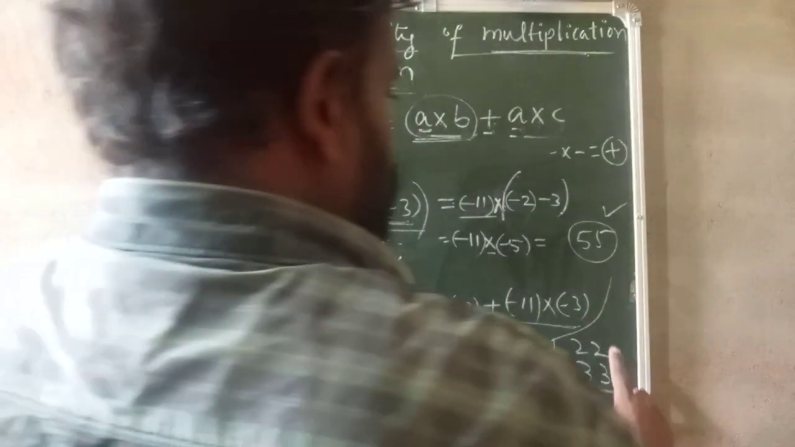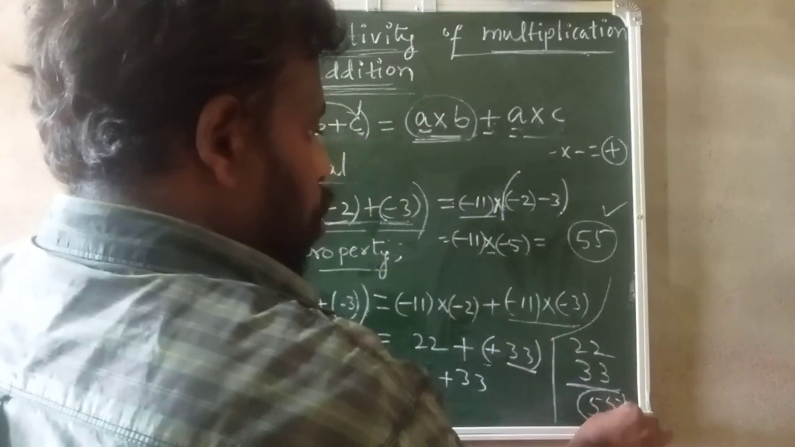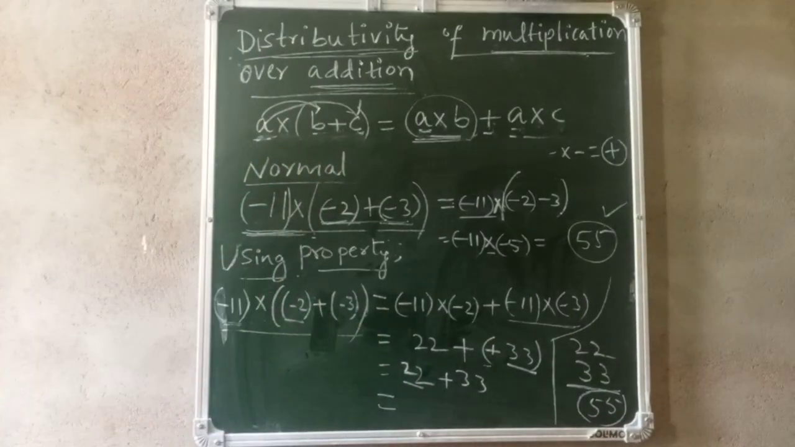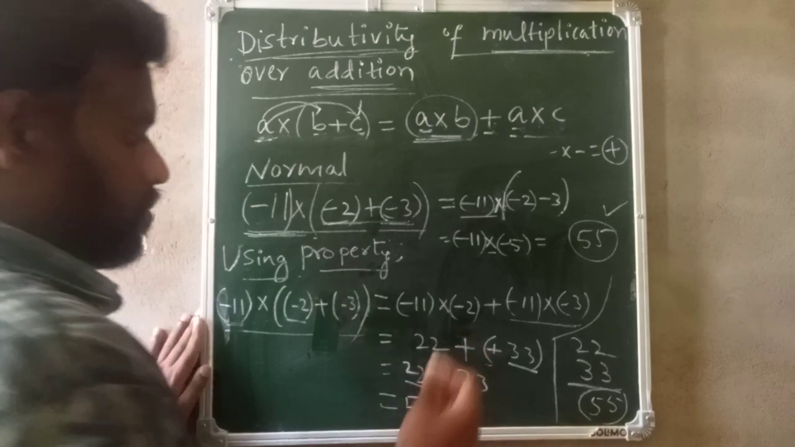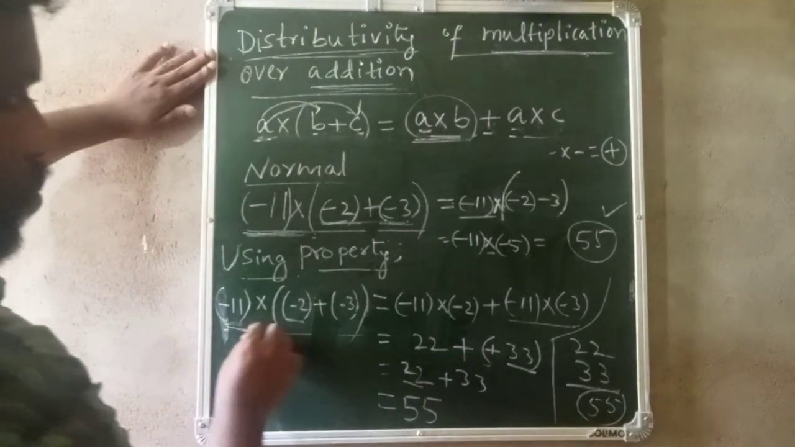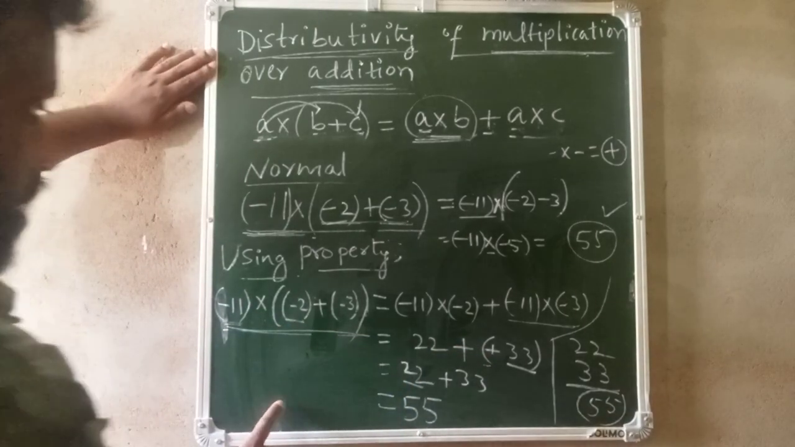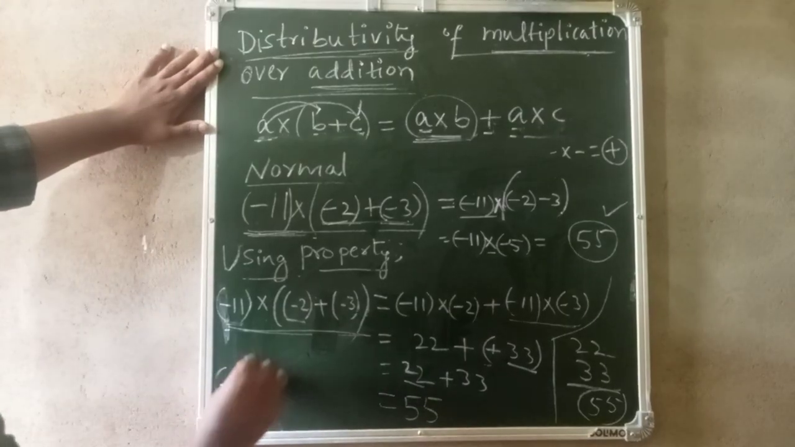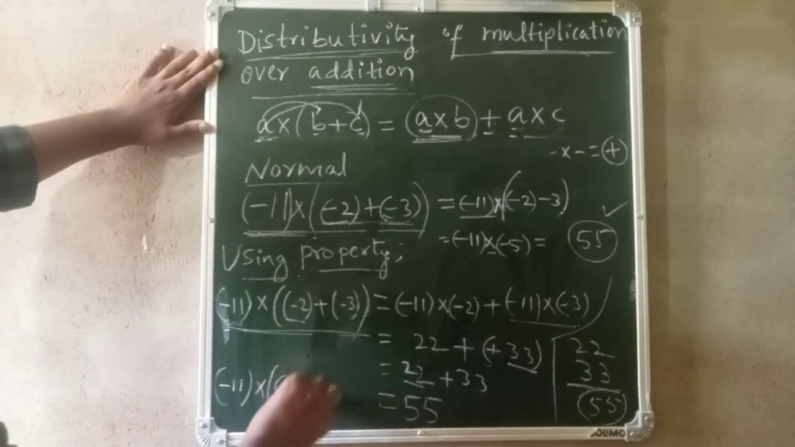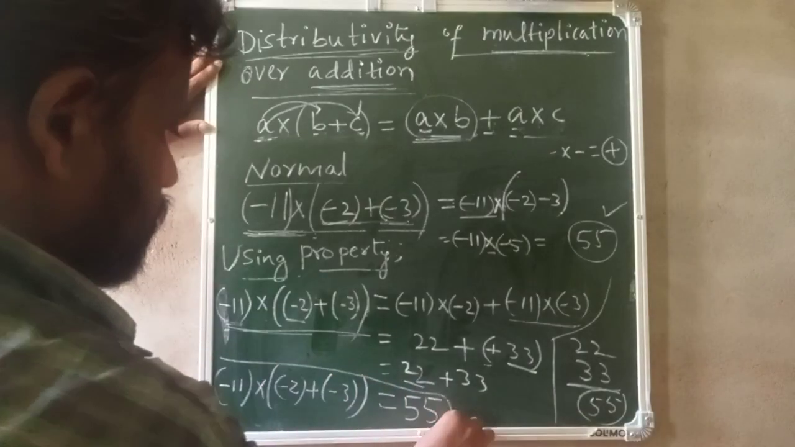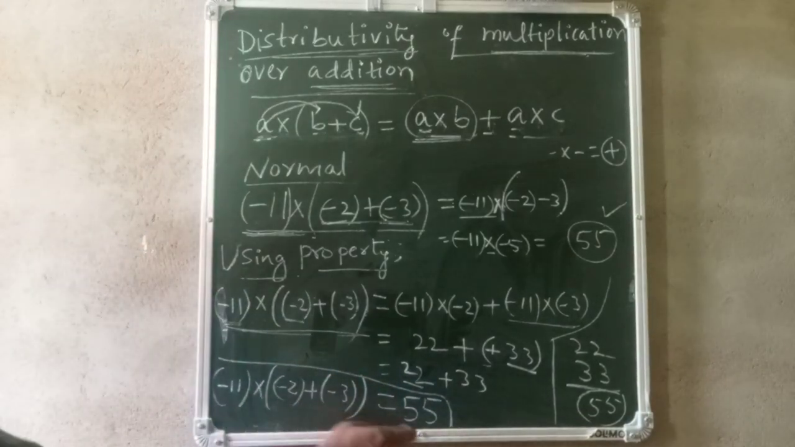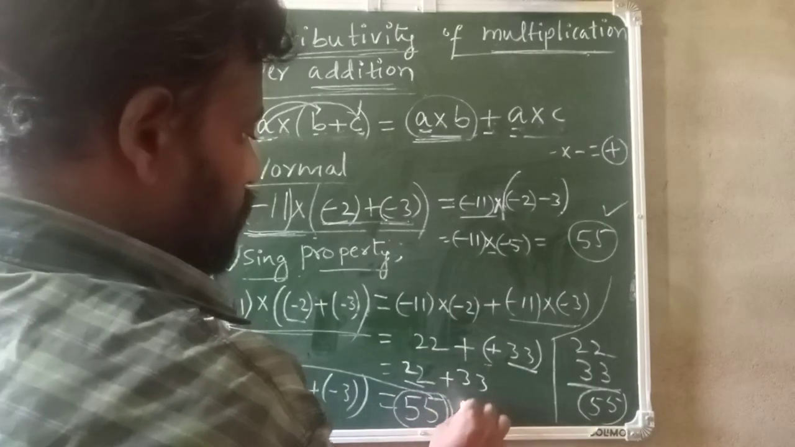Now we have to add 2 plus 3. 2 plus 3 is 5. 2 plus 3 is 5. So we got 55. So write this 55 here. Okay. So write the same thing here once again. So minus 11 into minus 2 plus minus 3. Okay. So this is equal to this. So 55 is the answer.